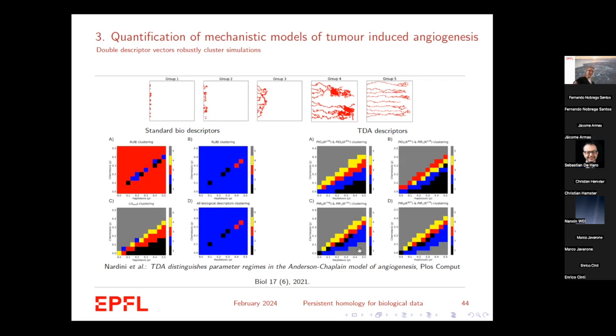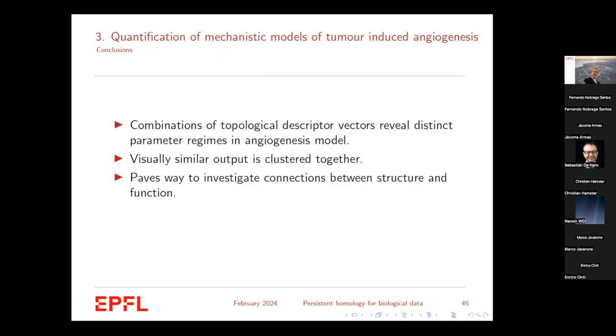If you apply topological descriptors, then the parameter space gets stratified very nicely into different groups. And we looked at representatives of each of these groups, and they actually correspond to differently looking outputs from the simulations. So again, the TDA is able to pick up something that the standard descriptors are not. So we found that the topological descriptors reveal distinct parameter regimes in this model, and visually similar output is clustered together. And we think that this paves the way to investigate connections between structure and function more, because we can now quantify the output from the models as well as the experimental data.